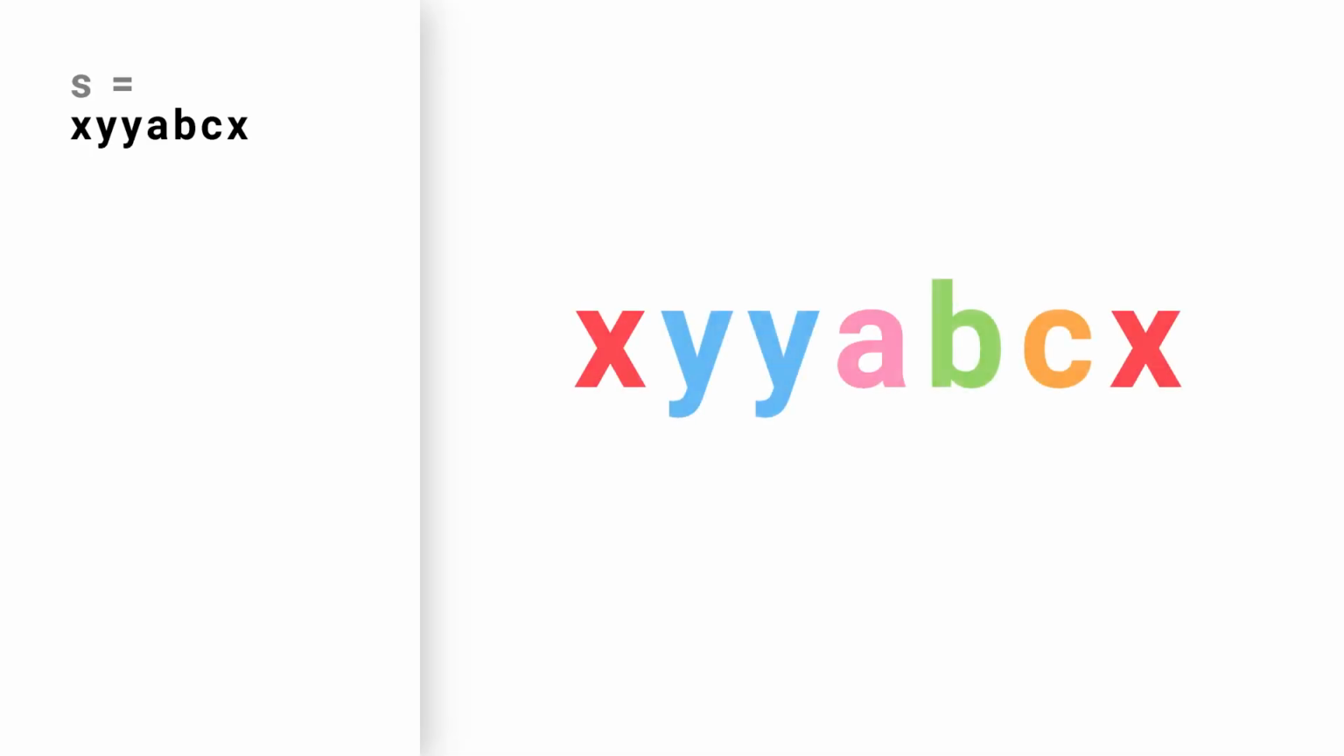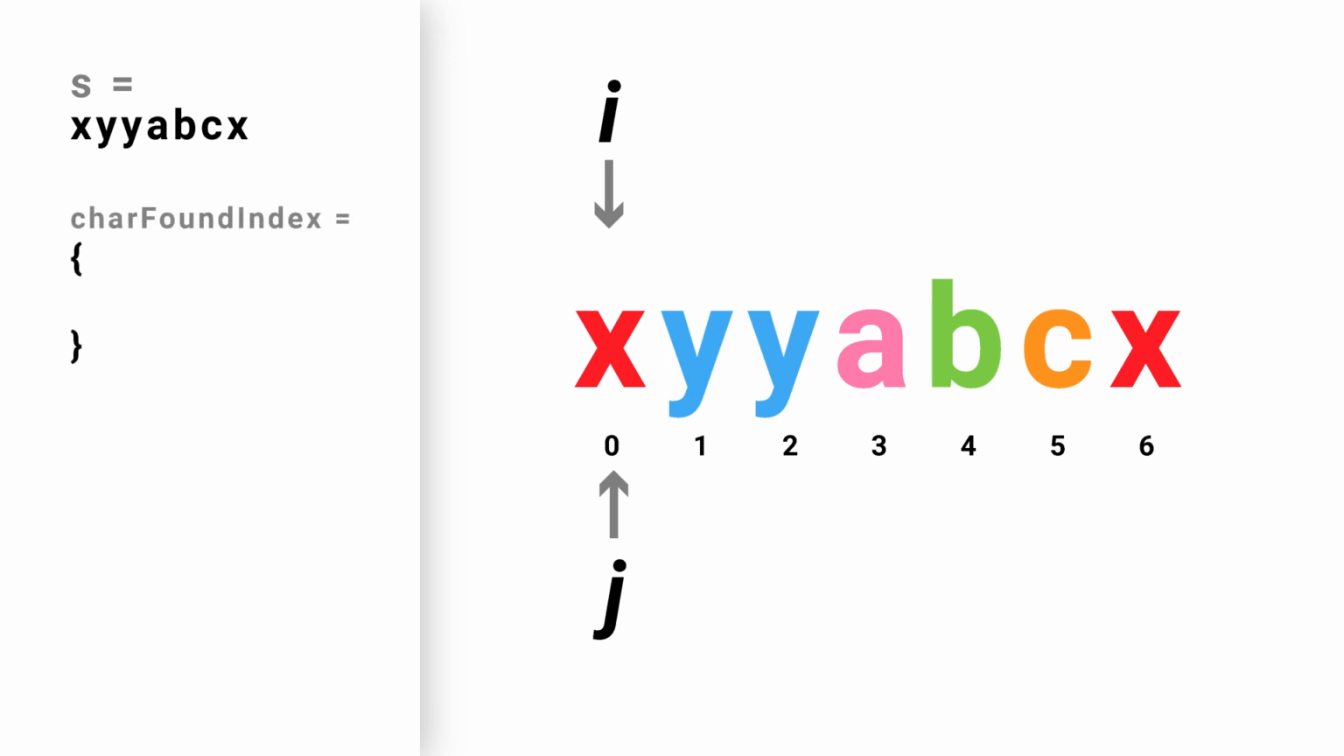First, we will place both the pointers i and j at the beginning of the string, index 0. We will be using the pointer j to visit each character in the string. And on visiting each character, we will be storing the index at which that character was found in a dictionary. Here, pointer j found the character x at index 0. So we will store that information. At this point, the number of characters between pointer i and j is 1. So the longest substring without repeating characters is 1.